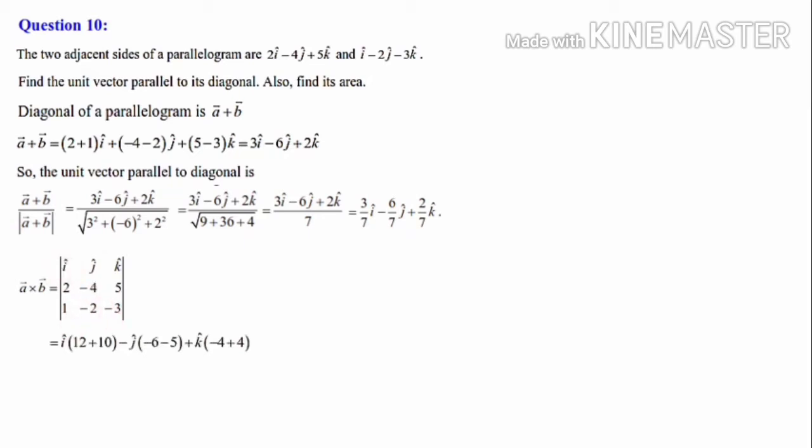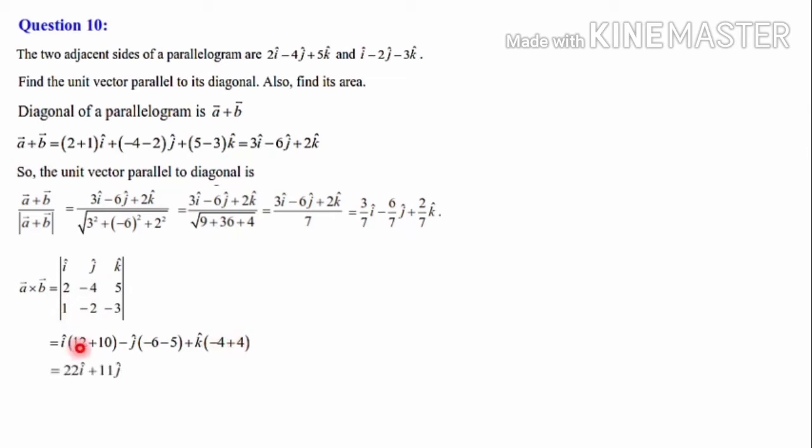So for the calculation, i cap into, that row and column is gone: minus 4 into minus 3, that is plus 12. Minus into minus plus, that is plus 10. So 12 plus 10. Minus j cap into, that row and column is gone: 2 into minus 3, that is minus 6, minus 5 into 1, that is minus 5. Plus k cap into, that row and column is gone: 2 into minus 2, that is minus 4, again minus into minus plus, 1 into 4 is 4. So minus 4 plus 4.